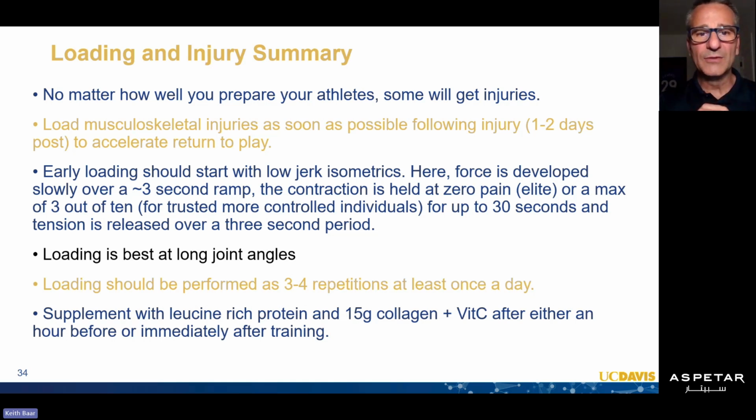We supplement with leucine-rich protein, about 30 grams of it. So that's usually whey protein. And then we add 15 grams of hydrolyzed collagen and vitamin C. And you can do that either before or immediately after training, because again, this is a muscle tendon unit. So that's going to have better blood flow than if we were just delivering it to the tendon alone.